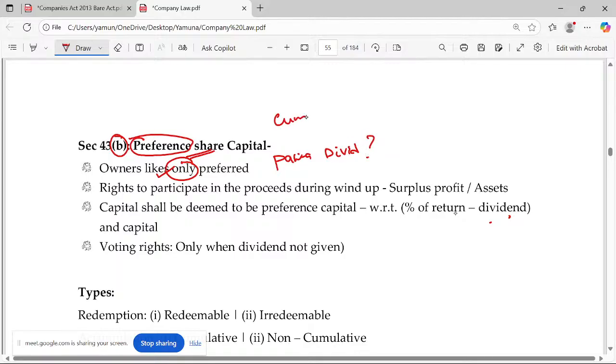In the case of cumulative preference shares, if the dividend is not paid for a continuous 3 years, then automatically it cumulates. You might have heard this term called arrears of dividend, right? So this cumulates, then automatically they'll get the voting rights, which means from section 43 subsection A, only equity shareholders get the voting rights. They don't have the voting rights.